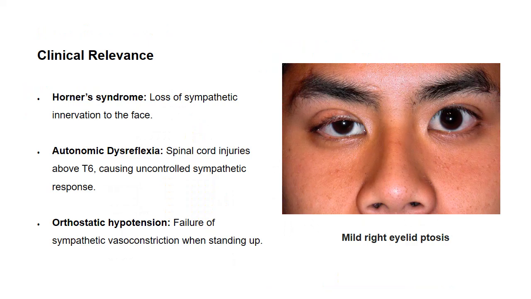There are some clinical implications when any of these systems do not function properly due to any illness. Horner syndrome, loss of sympathetic innervation to the face, leads to ptosis, miosis, and anhidrosis. Autonomic dysreflexia, seen in spinal cord injuries above T6, causing uncontrolled sympathetic response. Orthostatic hypotension, failure of sympathetic vasoconstriction when standing up.